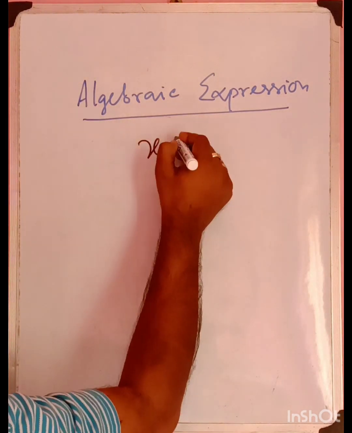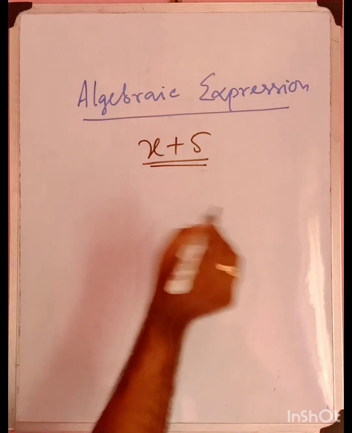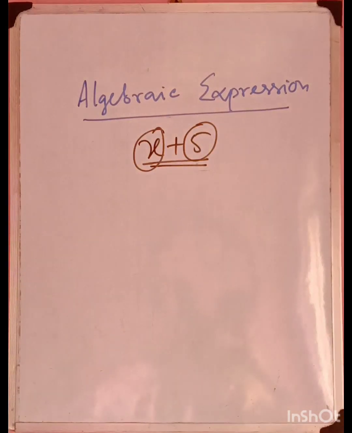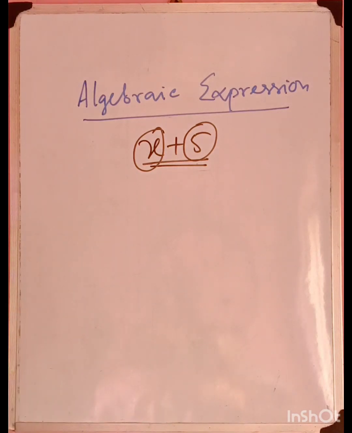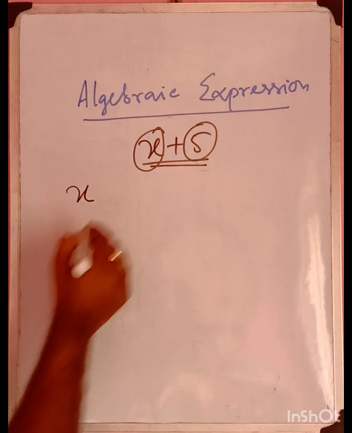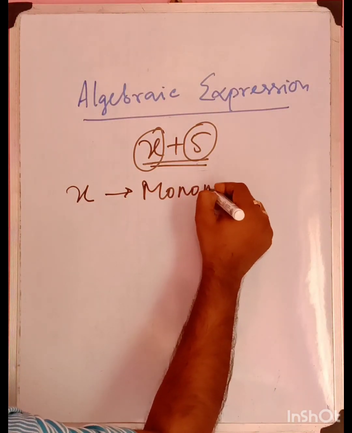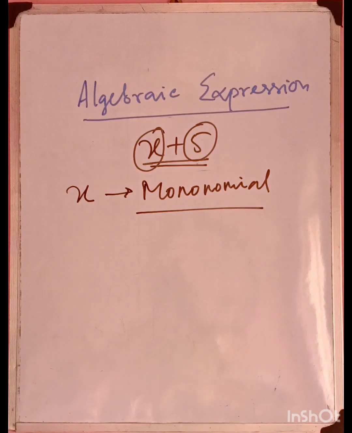One more thing you have to learn here is this x plus 5, the expression has two terms, x and 5. Okay? So, expression can be classified according to number of terms. When you say simply x, this is called monomial. Right? That is one term. The expression has only one term. It is called monomial. Okay?